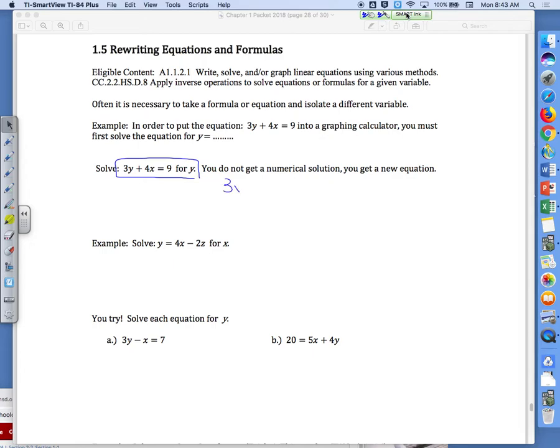All right, I'm just going to rewrite it here, and you can do the same. I want 3y by itself, so I want to get rid of that plus 4x. How do you get rid of plus 4x? It's the opposite of plus 4x. Minus 4x. There you go. So the 4x's cancel on the left side. We're left with 3y, and you have 9 minus 4x. Now, they're not like terms. You can't combine them together.